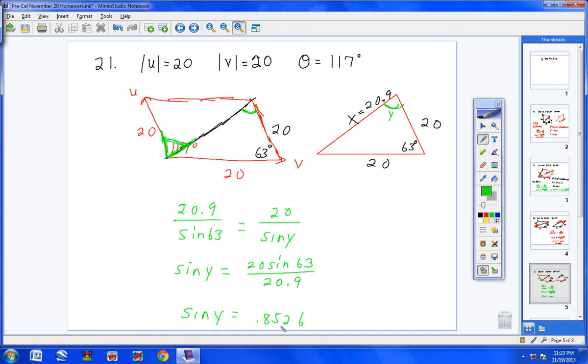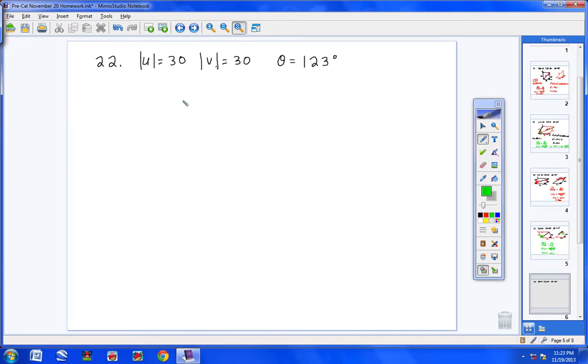And if we take inverse sine of that decimal number, we're going to get 58.5 or 58.49, so 58 degrees. So this measurement right here is 58 degrees, which is the same as this right here, so this is 58 degrees. There we go. Moving on to number 22.